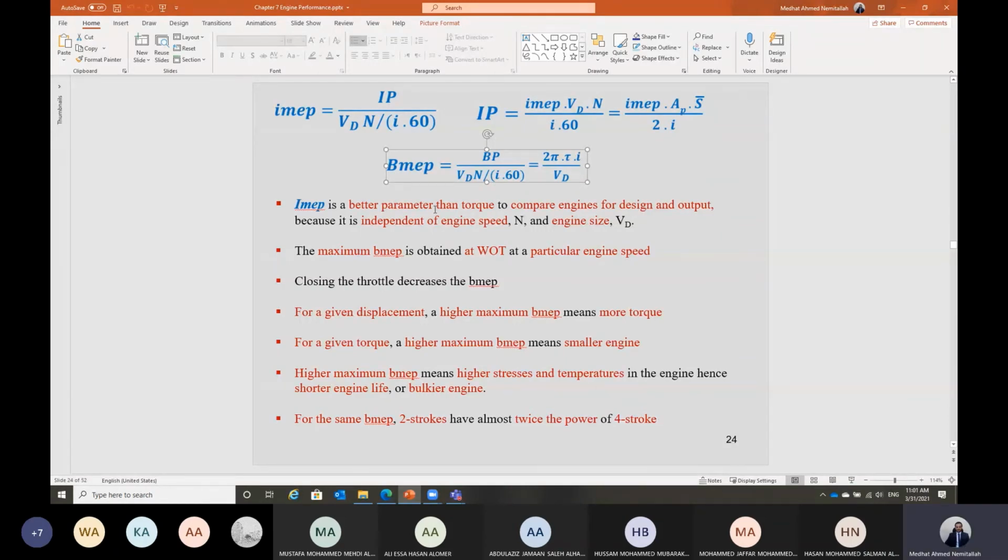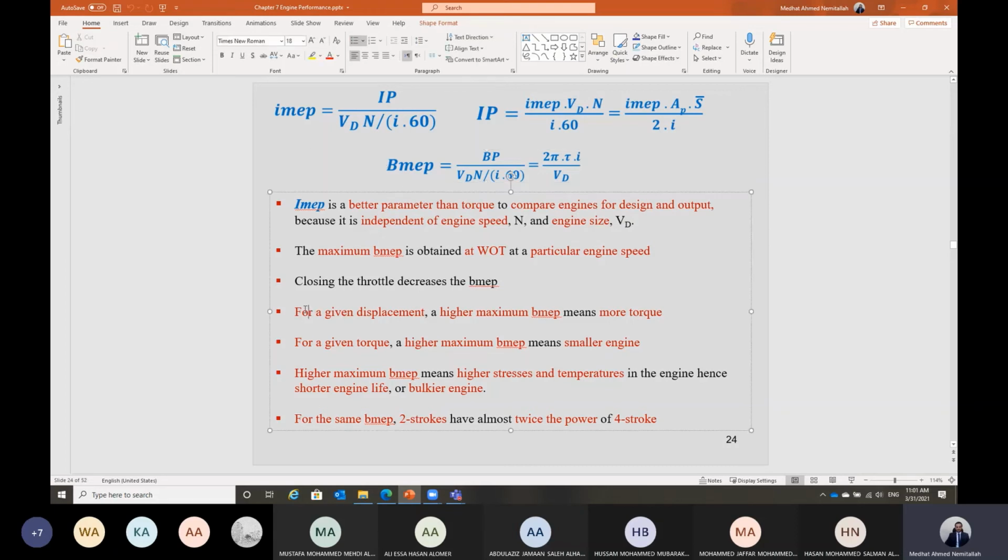This is the torque. The brake mean effective pressure, as you can see from this equation, is per unit displacement volume. That means it is independent of the engine displacement, the engine size, and also independent of the engine RPM. So when you compare two cars or two engines, this is more realistic. To compare two engines, you should not compare the torque. You have to compare the brake mean effective pressure because it is independent of the engine RPM and also independent of the engine displacement.